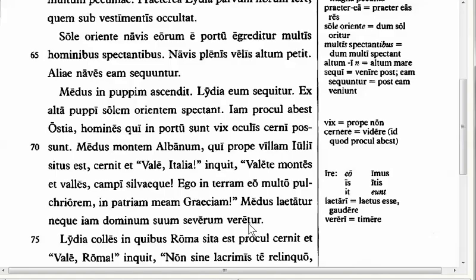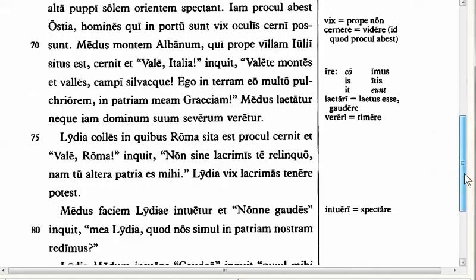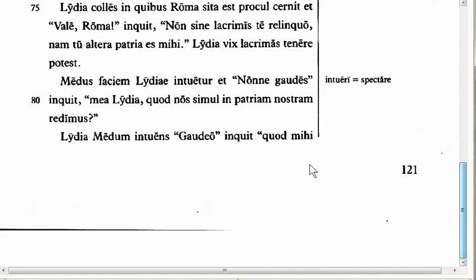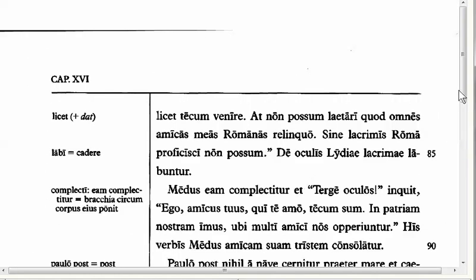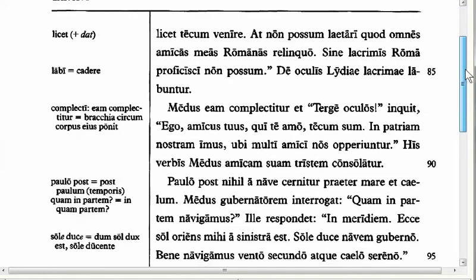The next feature I want to point out is in line 91, and that is on the next page. You see here, I'll go back. On line 91, in line 8 we see Paulo post nihil a nave cernetur praeter mare et caelum. After a little while, nothing is seen by the ship except for the sea and the sky.